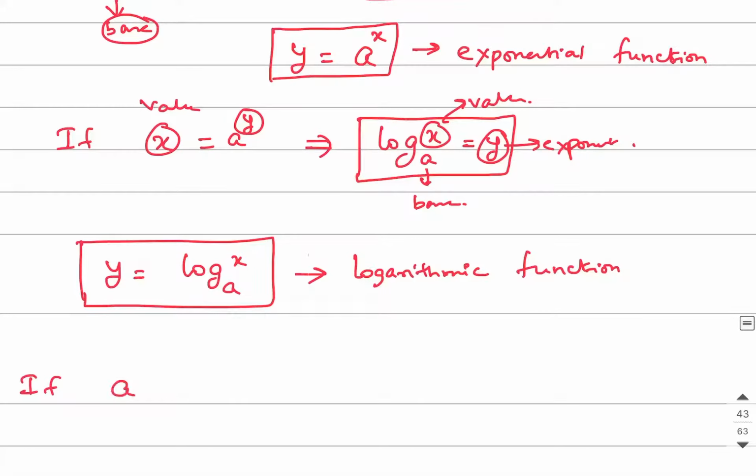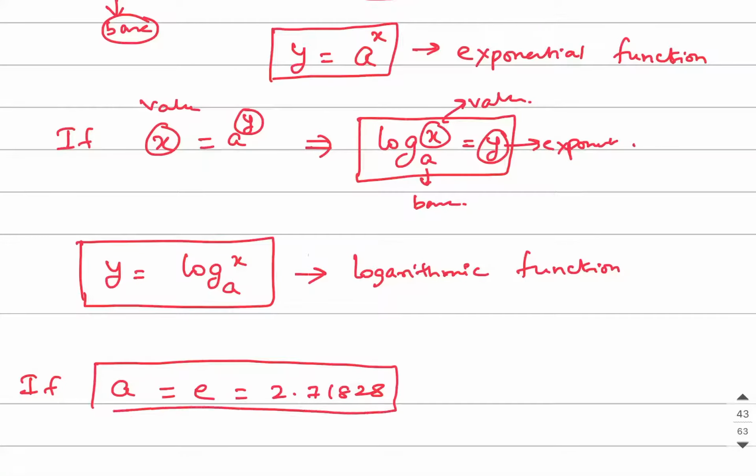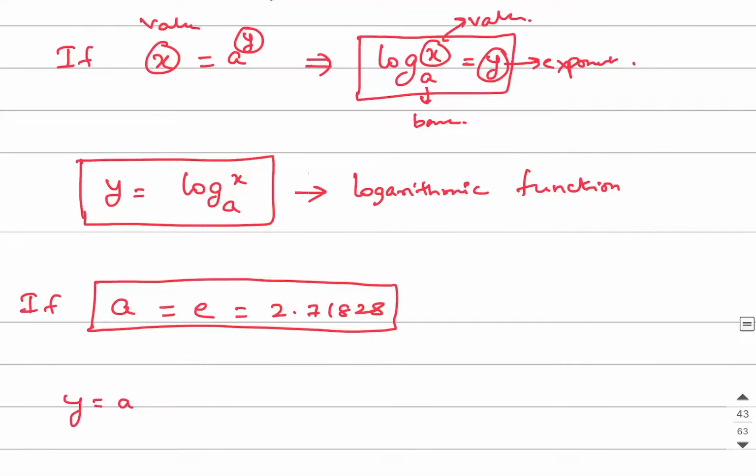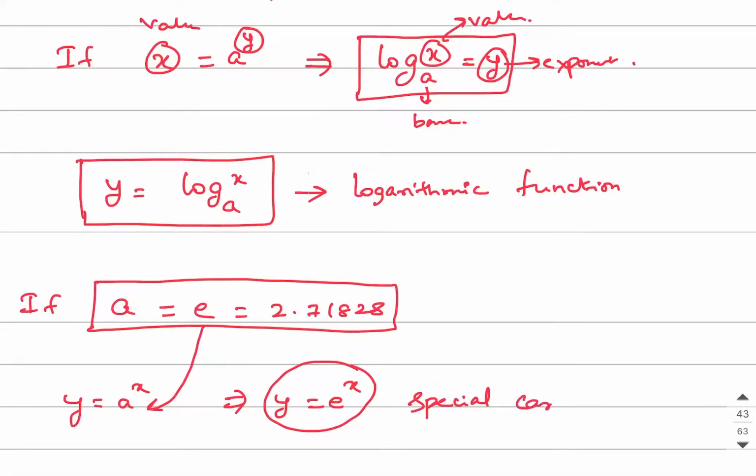If the value of a is taken to be e, which is an irrational number with a value of 2.71828, this is the most used value in science and math also. So if this value is replaced in the place of a in y is equal to a power x, when you substitute e, it becomes y is equal to e power x. Then this is a special case of an exponential function.